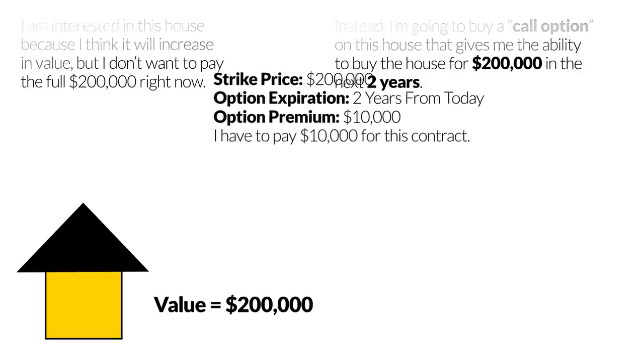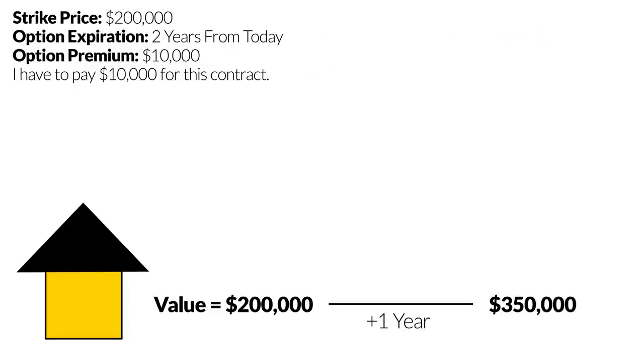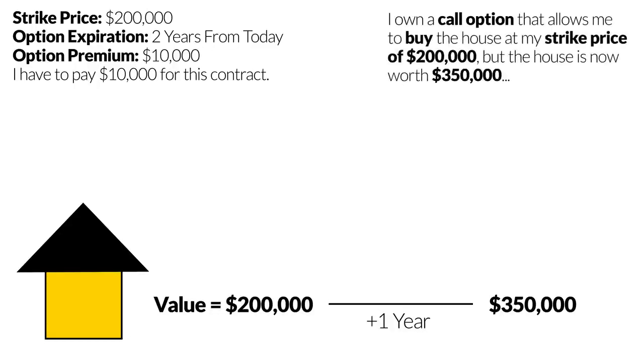Now let's say that 1 year from now, the house is valued at $350,000. I have possession of a financial contract that gives me the right to purchase that house for $200,000. And with the house currently valued at $350,000, what do you think that means for the value of the financial contract that I have, which is called an option? Well, as you might imagine, since I can buy the house for $200,000, but the house is currently valued at $350,000, the financial contract that I have, which is called an option, is immensely valuable.